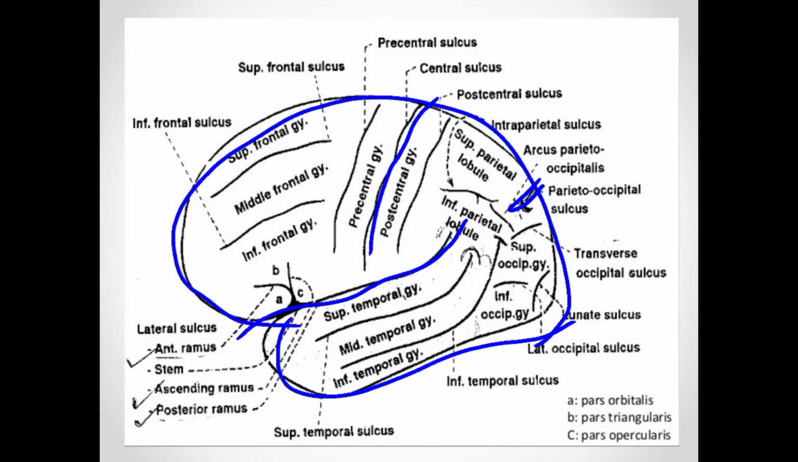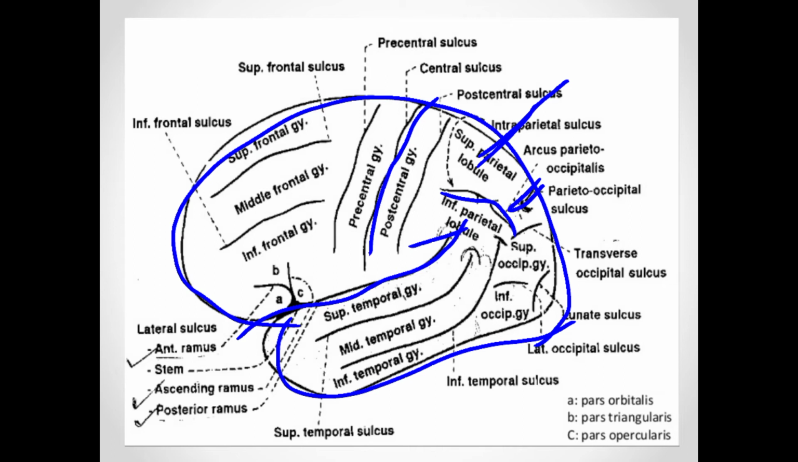Next you are looking at the parietal lobe. You draw a horizontal line here which will divide it into two lobules: the superior parietal lobule and the inferior parietal lobule. Above is called the superior parietal lobule. Below is called the inferior parietal lobule.